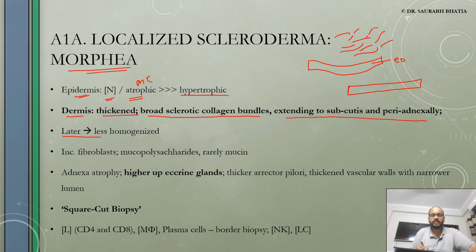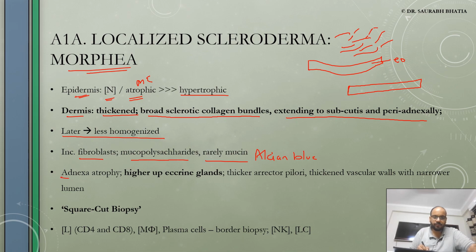Later, as the disease progresses, the collagen becomes less homogenized. Again, a pathological collagen is uniformly stained, pale stained, with broad, thickened bundles. There is an increase in fibroblasts and mucopolysaccharides, and rarely mucin can be increased. Remember, mucin cannot be seen in H&E staining. You require special stains like Alcian blue. But if you see spaces between the collagen fibers in H&E, most likely it could be because of mucin, because mucin gets washed away in H&E, leaving behind empty spaces.